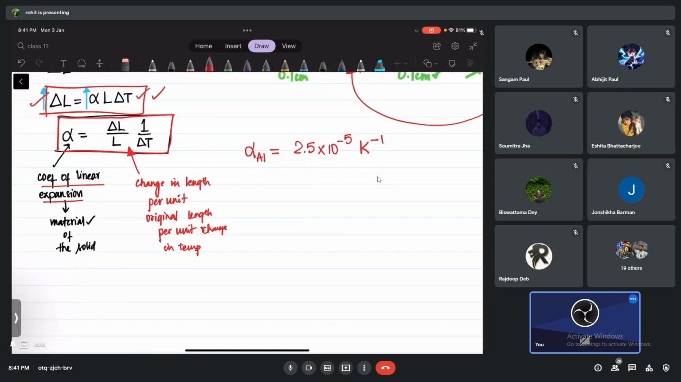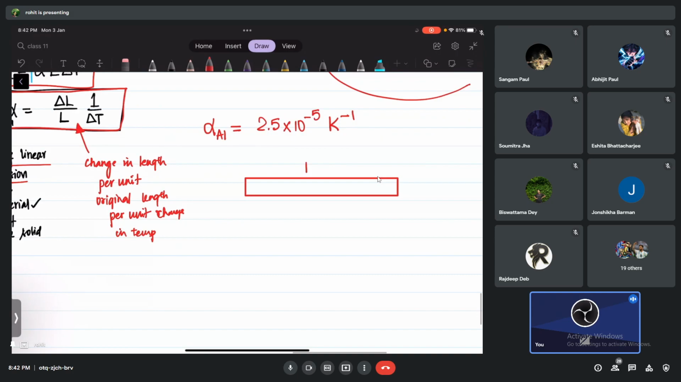Just be with me. It means aluminum is found to be like this. If I take 1 meter long aluminum wire, please concentrate on this, maybe you'll understand. What is the length of aluminum right now? 1 meter. Is it okay for all of you? This is aluminum. We will compare with steel also.